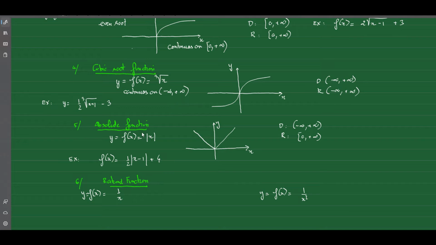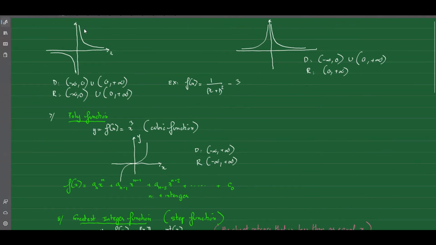Alright, and the next one is the rational function. And for rational functions, you see that there are two different types, 1 over x and 1 over x squared. This one is for even, and this is a typical example of an even exponent. But this one is odd, I'm sorry. This is odd, and this is the even exponent. Okay, and this is what it looks like. If it is odd, it will look like this.